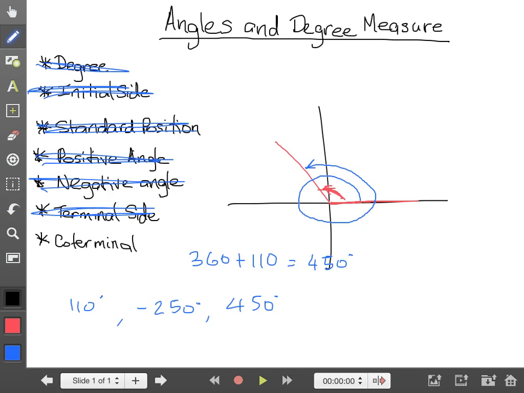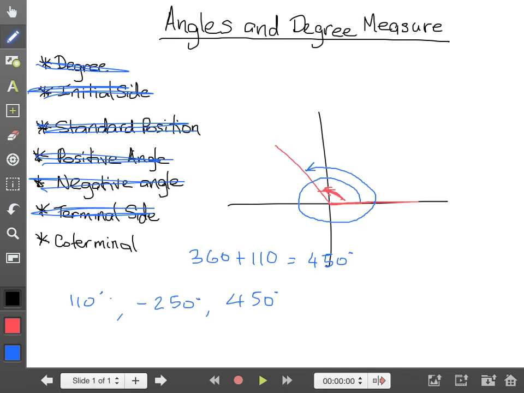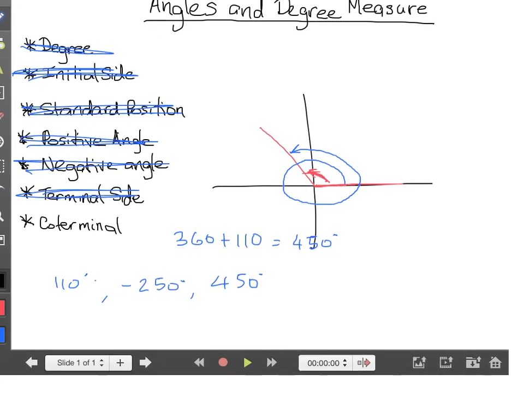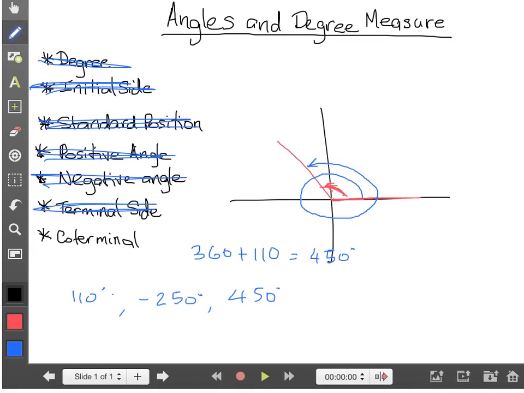We could go again if we wanted to. We could add another 360 degrees, we could add another 360 degrees, we could add infinitely many 360 degrees, infinitely many full revolutions, until we keep ending back up here at our terminal side. So that's how coterminal angles work. And that's just an introduction. So now that we know these terms, we're going to be able to use them in the future.